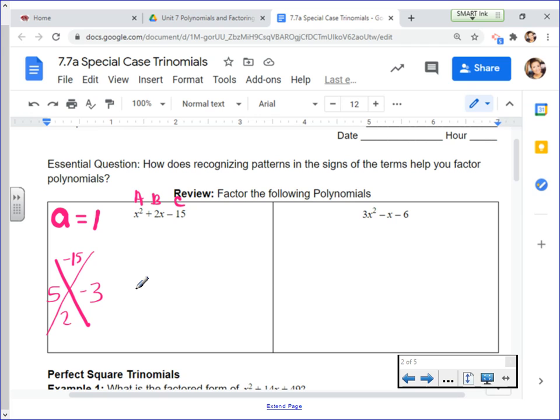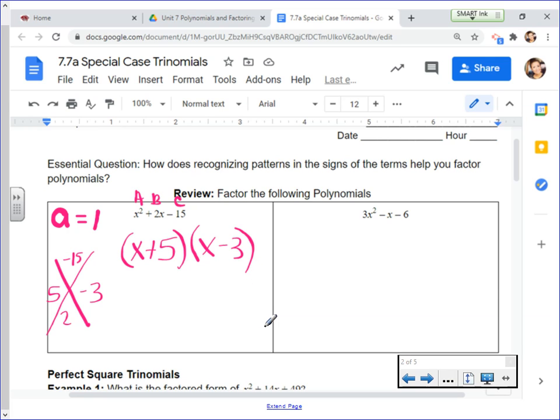So there we go. And I know it's been a minute, but when your A is 1, you don't even have to do the box method or anything. You use your puzzle pieces. So you start with an X. If this is a positive 5, you say plus 5. Then you have another X. And since this is a negative 3, it would be minus 3.